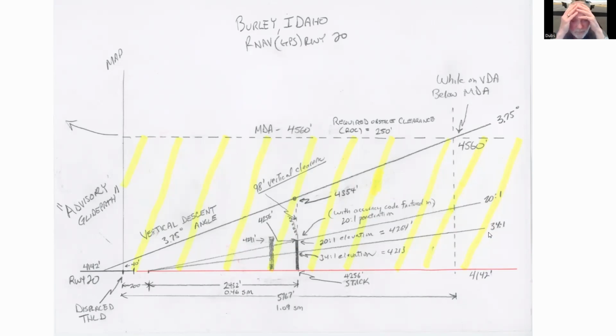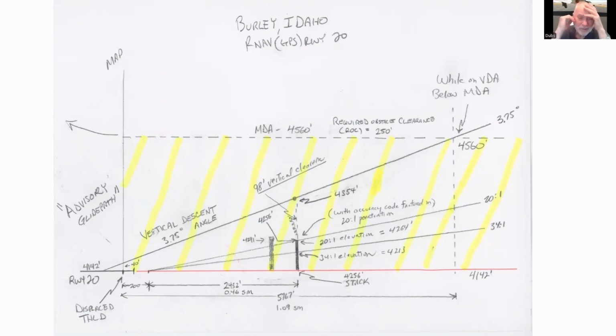Okay, so 34-1 and 20-1 slopes are presented here, and the 34-1 elevation is 4,213 feet. The obstacle is 4,256, so it's a 34-1 penetration. Okay, and the 20-1 surface is at 4,264. The obstacle's at 4,256. Well, there's actually another obstacle closer to the runway that actually is a 20-1 penetration. So whether this was identified as one or not, there's accuracy codes I use for elevation. It might have been identified also as a 20-1. But in any event, this procedure had a 20-1 penetration.